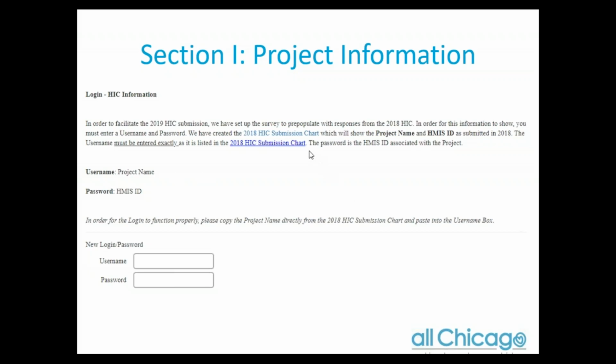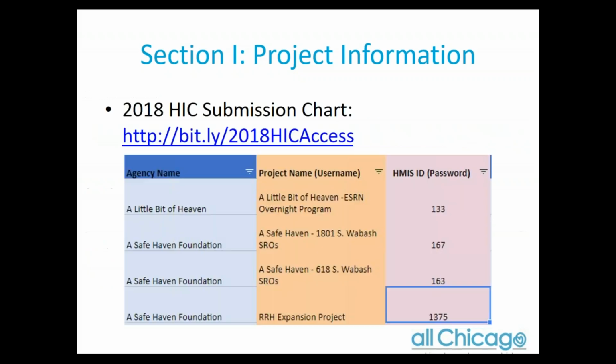As you can see on your screen, we do have a hyperlink in the HIC survey where you'll click it and you'll be able to see all the agencies and projects that submitted in 2018. So on your screen, that is what it looks like, and you'll also see that we've provided the link to the Google Doc that contains all this information. In 2018, we had 285 different programs report out on the HIC.